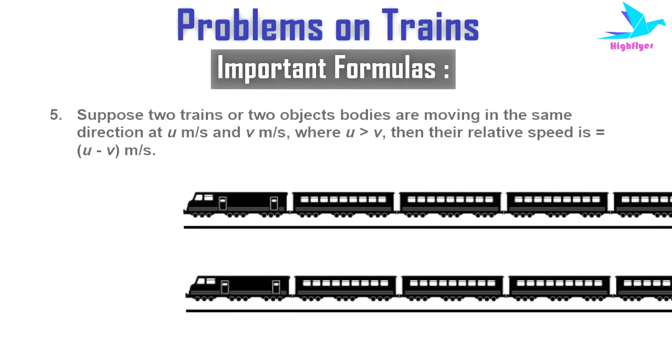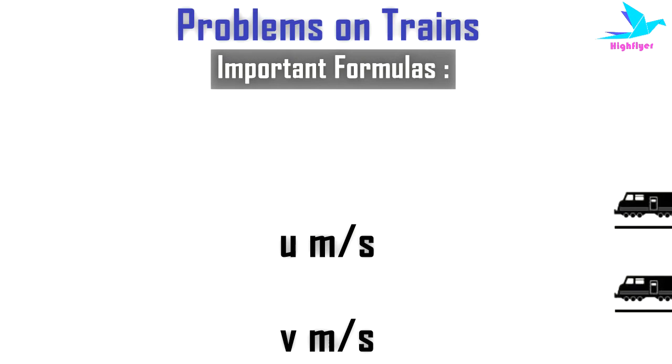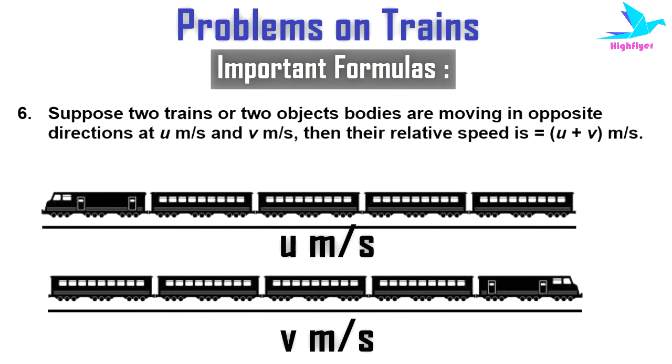Next formula. Suppose two trains or two objects or bodies are moving in the same direction at U meter per second and V meter per second, where U is greater than V, then their relative speed is U minus V meter per second. Similarly, suppose two trains or two objects or bodies are moving in opposite directions at U meter per second and V meter per second, then the relative speed is U plus V meter per second.